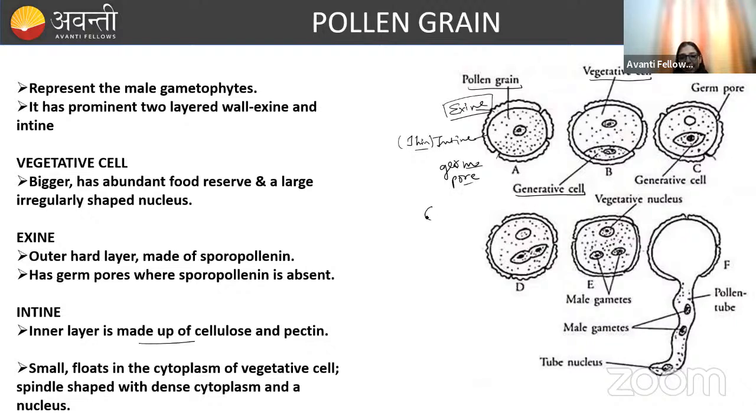In 60% of angiosperms, the pollen grains are shed at the 2-cell stage. And in 40% of angiosperms, the pollen grains are shed at the 3-cell stage, where the generative cell undergoes mitosis and produces 2 male gametes. So now the cell has a vegetative nucleus and the 2 male gametes.